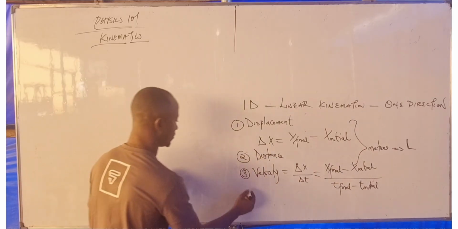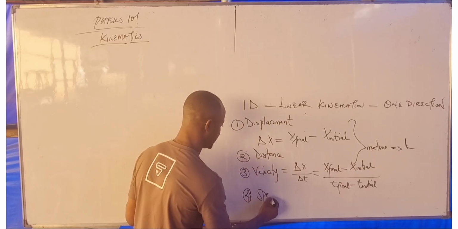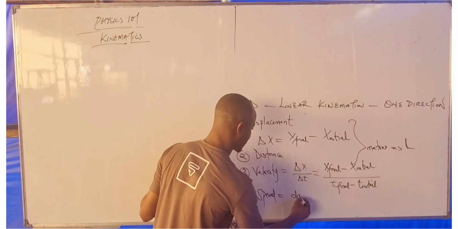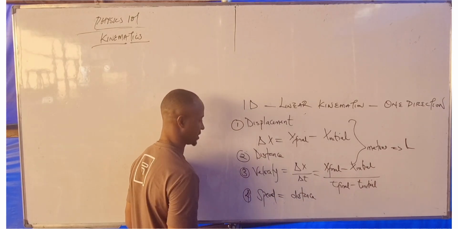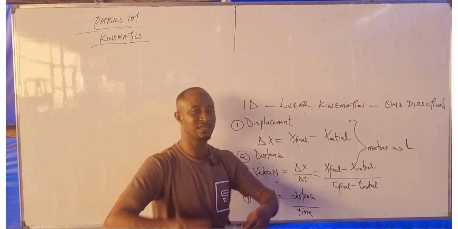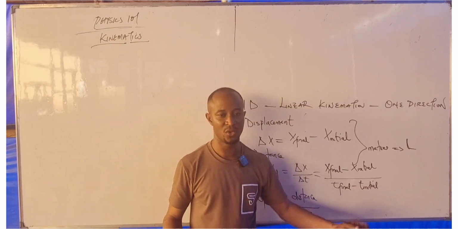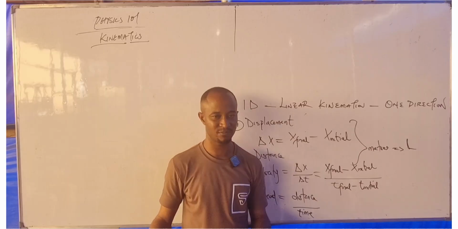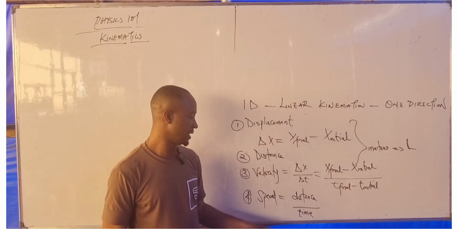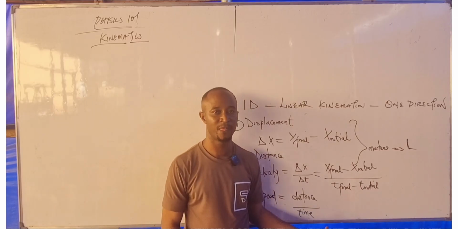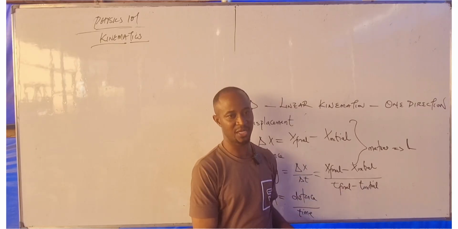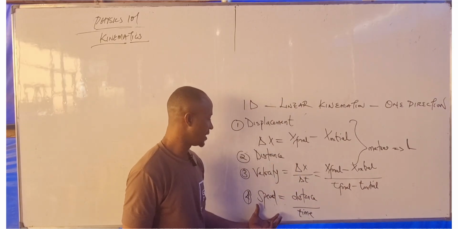Another key concept is speed. Speed is defined as the rate of change of distance, or distance over time. It is the total distance covered, or total length covered, when the body moves from one point to another with respect to the time of the motion. When the body moves from one point to another through a distance with respect to time, dividing distance over time gives us speed.